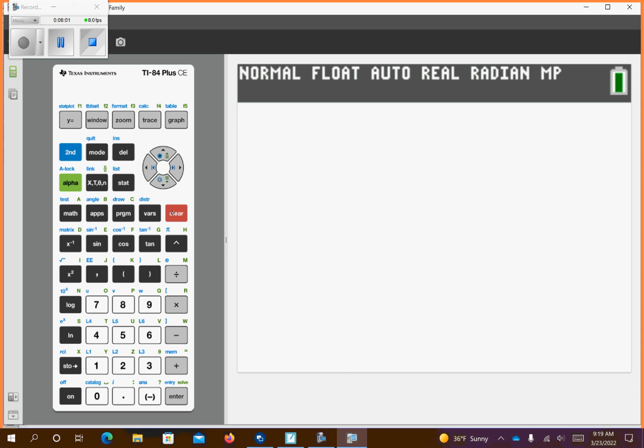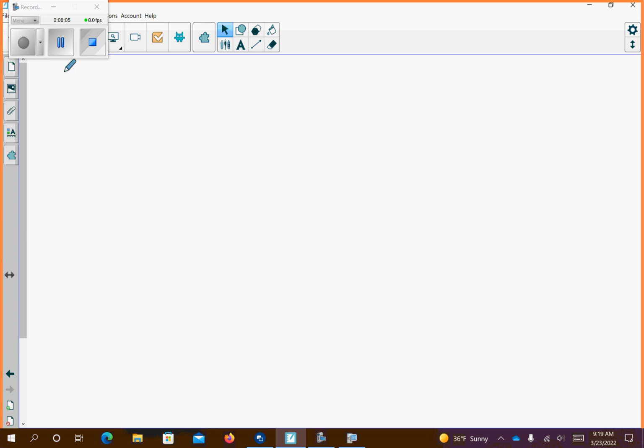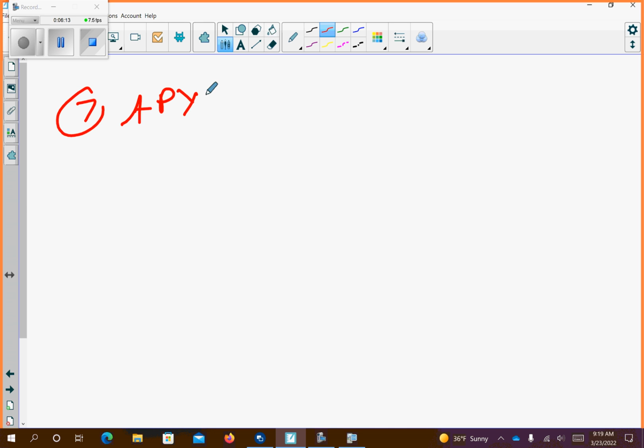And then number 7 says, what is the APY for a nominal 8.4% compounded quarterly? Quarterly is 4 times a year.